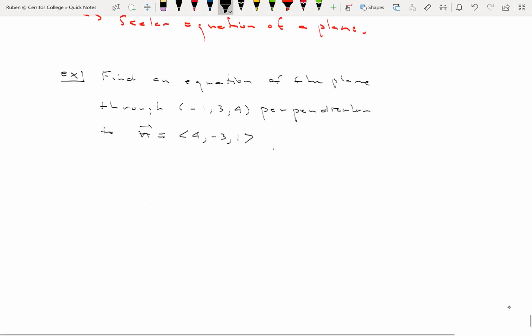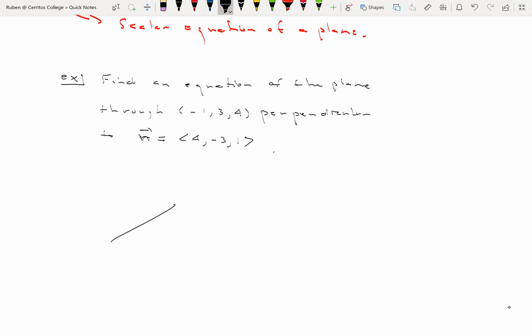Okay. This is very, very simple. We're given everything we need to do this. Super simple. Here's just geometrically real quick what's going on here. We have a point -1, 3, 4, and we're given a normal vector to the plane. And that's all we need to be able to find the equation of a plane.